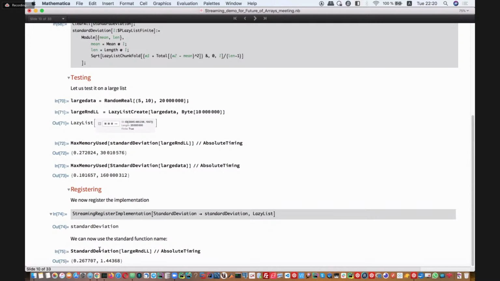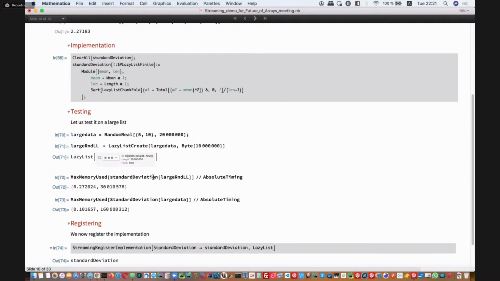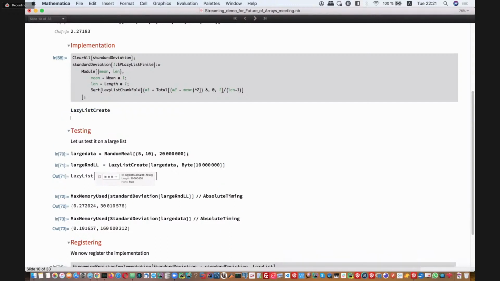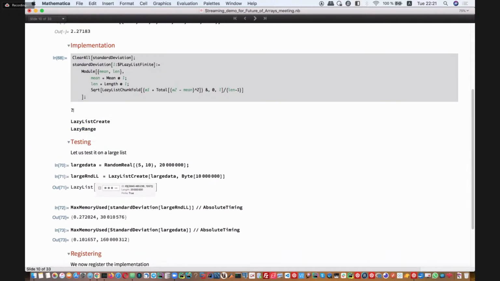I get it. So my question is this: lazy list chunk fold, for example. How many creatures like that are there? How many functions are there? Just maybe 2 or 3. I don't believe you. We've already seen at least 10. We've seen all kinds of lazy list create. We've seen all these things. What are the special lazy list functions? Just type question mark, lazy list or lazy star. Lazy star.